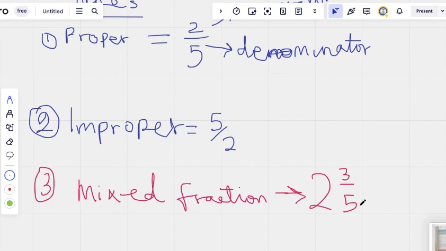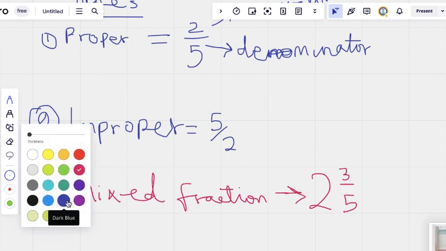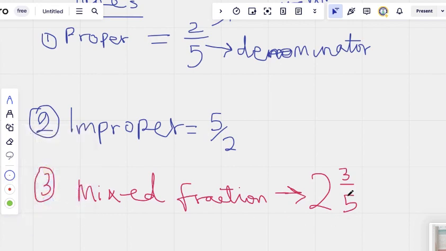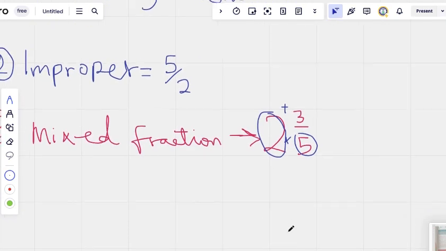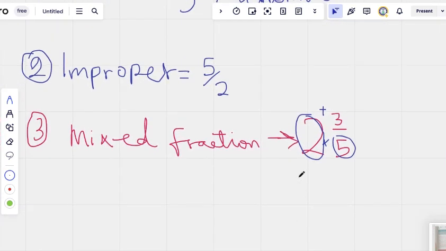To change this one quickly, let's just talk about the conversion. We cannot begin another video for that, so let's quickly look at it. To change, you take the denominator and multiply it with the whole number. And then you add the numerator. You don't add the numerator to the whole number before you multiply. You take the denominator and multiply the whole number. So in this case, it will be 5 times 2.